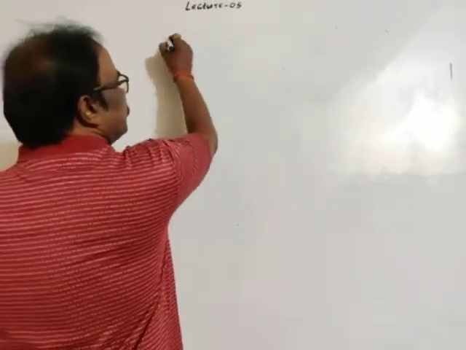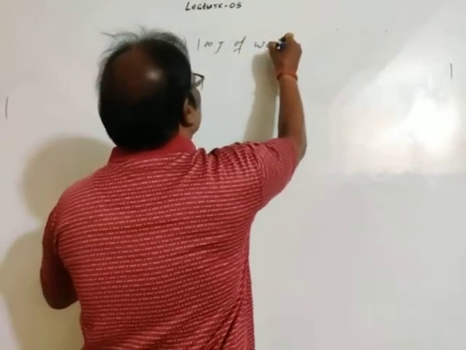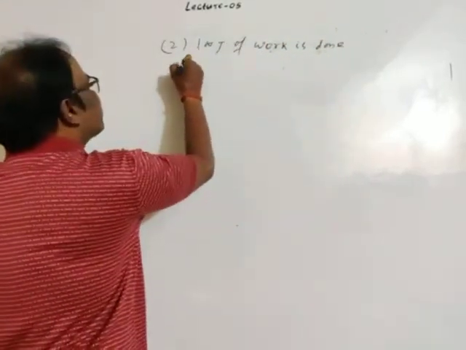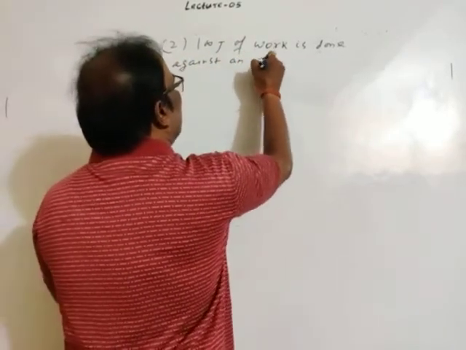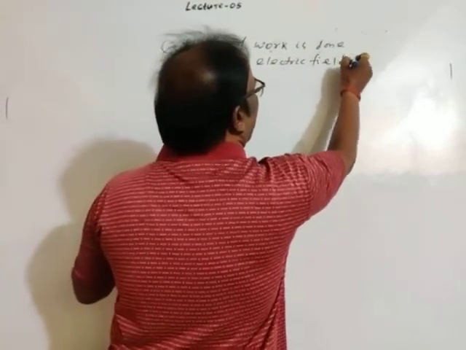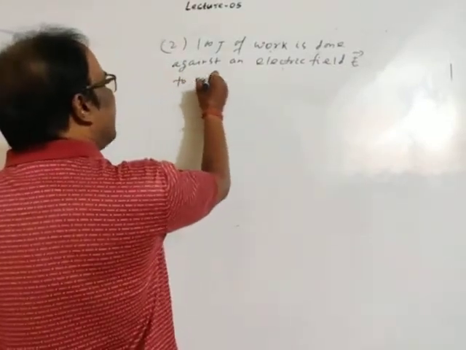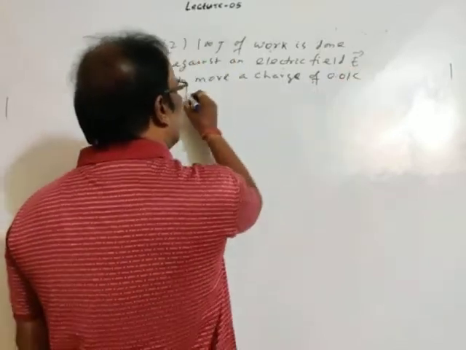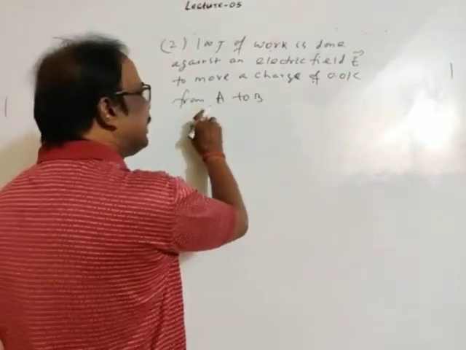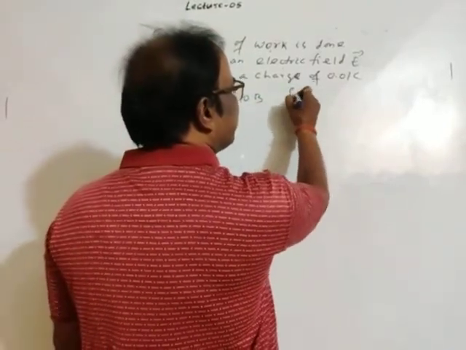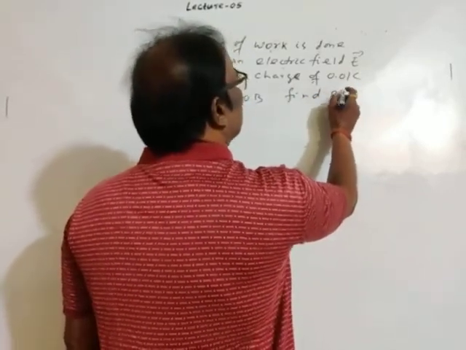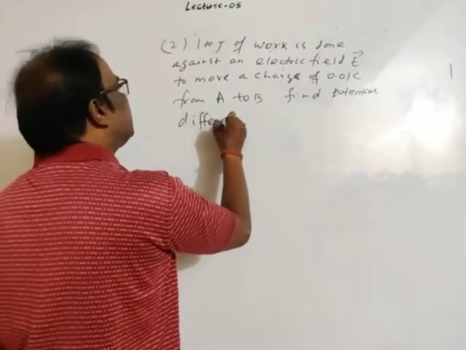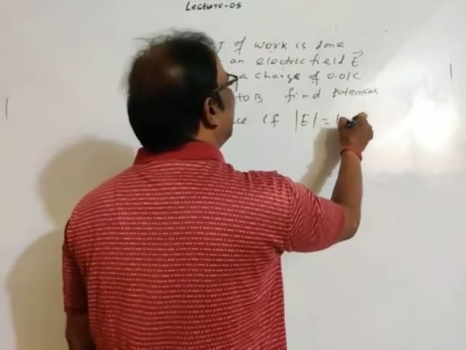Question number 2. 100 joule of work is done against an electric field E, to move a charge of 0.01 coulomb from A to B, means any 2 points A and B. Find the potential difference if the magnitude of electric field is, let again, 100 volt per meter.